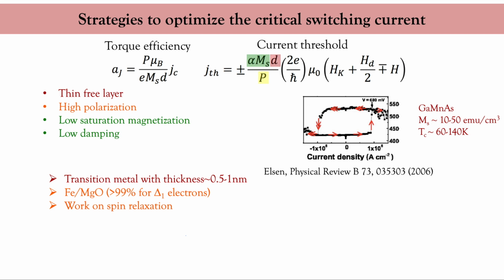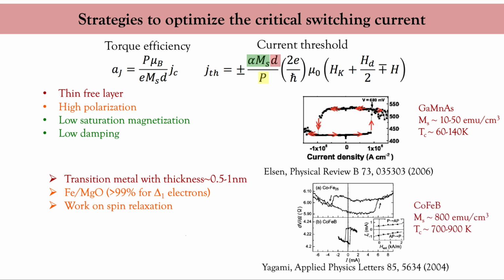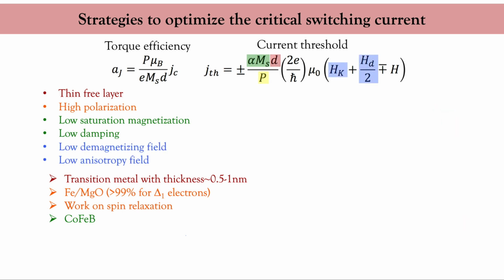The problem is that the Curie temperature is also quite small, around 160 K. So to date, the best compromise is obtained for cobalt iron boron, with an Ms of 800 emu per cc and a Curie temperature far above room temperature, even down to 1 nanometer. Finally, you can also work on the magnetic anisotropy and demagnetizing fields.